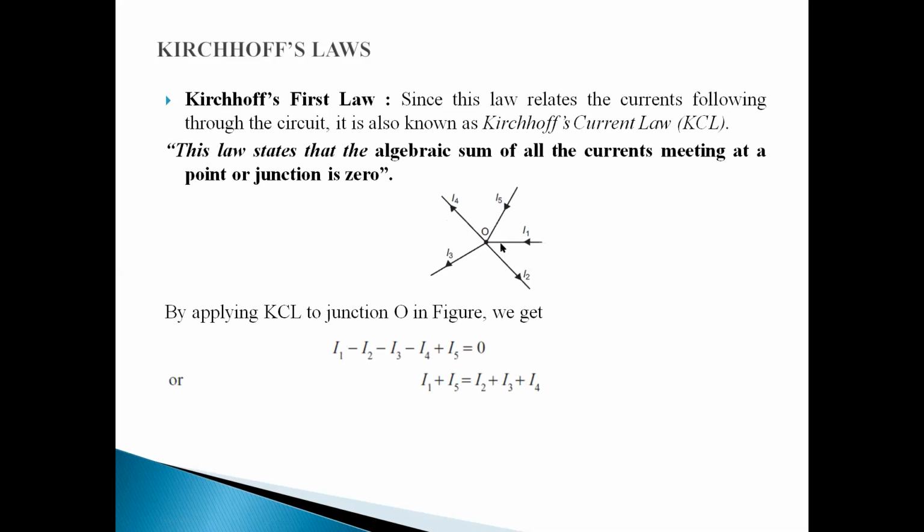So I1 is coming in, so it is I1. I2 is going out, so we have taken it as minus. I3 is going out, we have taken it as minus. I4 is going out, we have taken it as negative. I5 is coming in and it is positive. So the algebraic sum of these is equal to 0, which is Kirchhoff's first law. Or we can write it as: the incoming current equals the outgoing current.